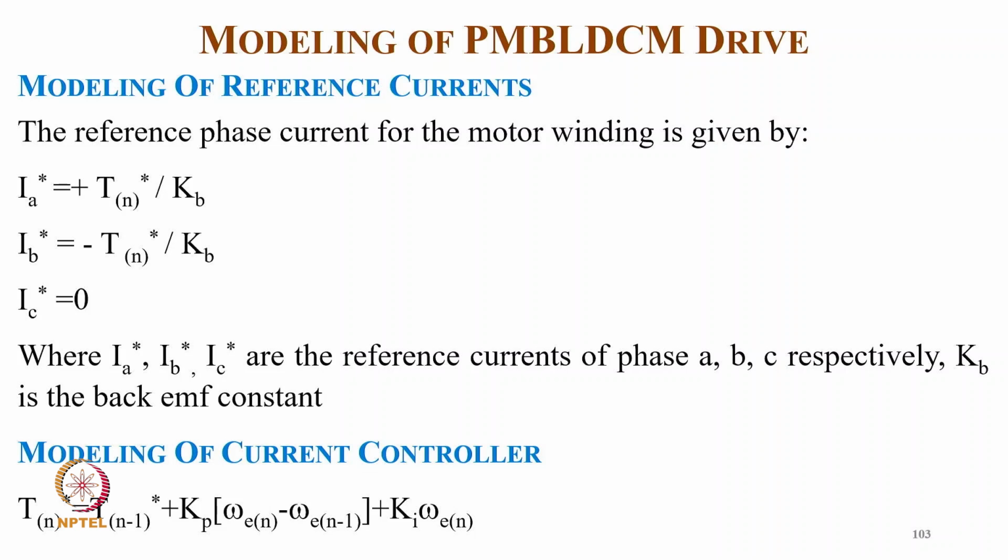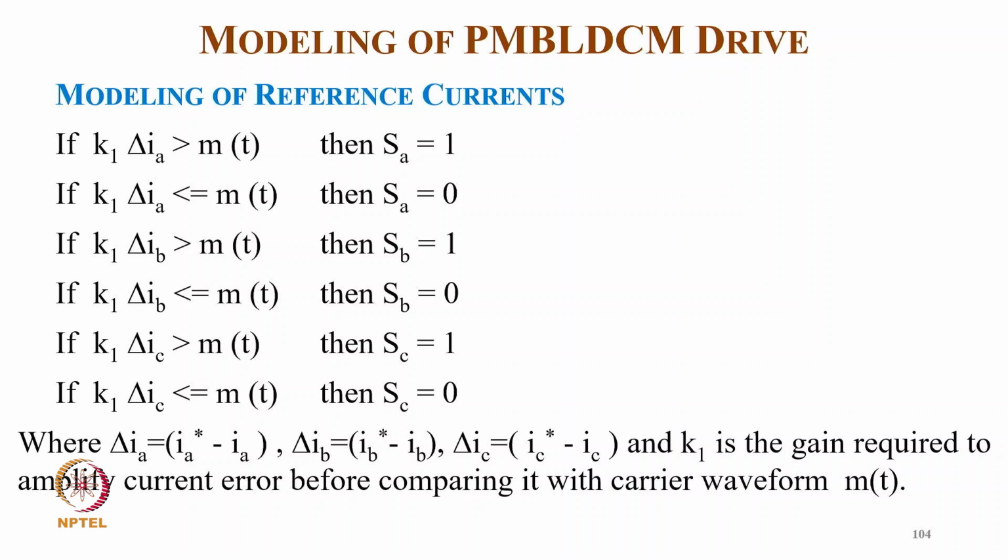Now coming to modeling of the current controller, we have again a PI similar to the speed controller, that is Kp plus Ki. We can use the PI controller similarly, or we can use a hysteresis controller, where we compare with the sawtooth wave of the PWM. So if K1 ΔIa, that is your current error, is greater than mt, then Sa equal to 1. If K1 ΔIa is less than mt, that modulating signal, then Sa equal to 0. Similarly for phase B, if K1 ΔIb is greater than mt, then Sb equal to 1, and if K1 ΔIb is less than mt, then Sb equal to 0. Then if K1 ΔIc is greater than mt, Sc equal to 1.